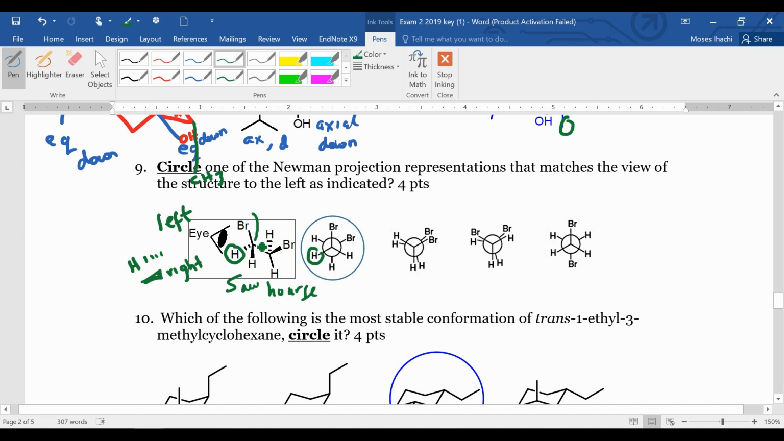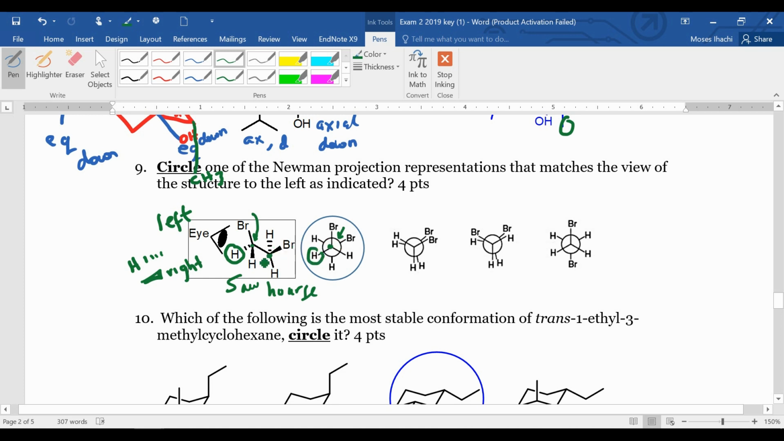This carbon here is this carbon to the front. The carbon to the back, you cannot see it because it's masked by the carbon on the front where the eye is positioned. The circle simply means this circle right here. It simply means there's a bond in between.